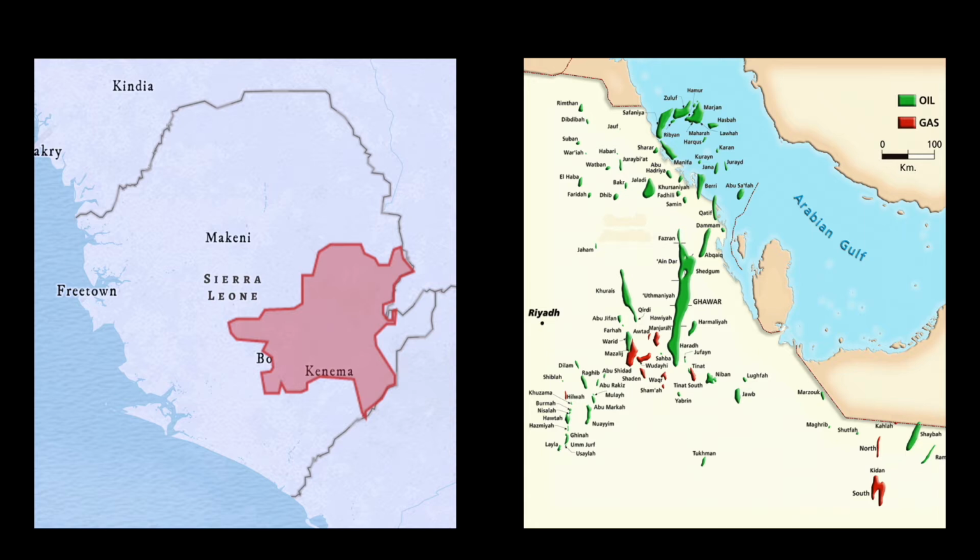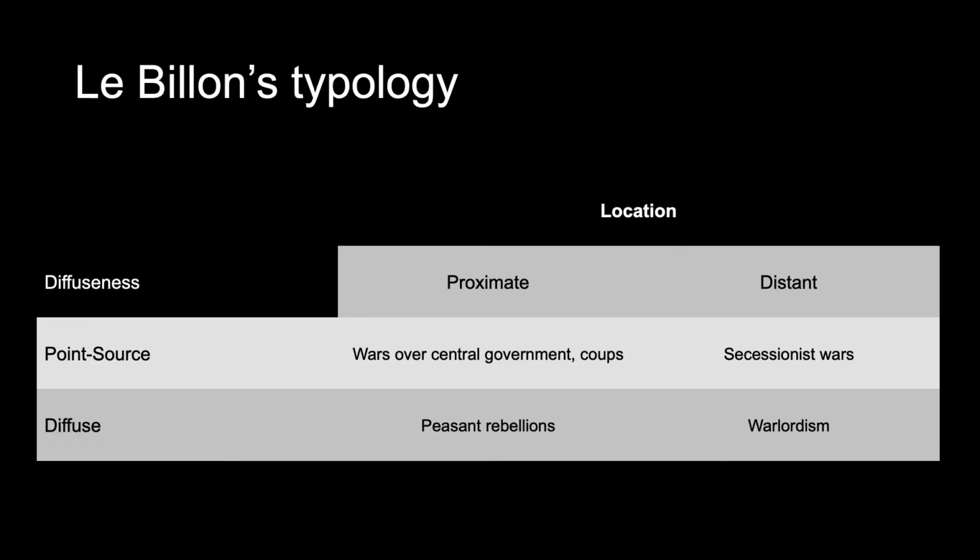So those are an example of a distant resource. In contrast, much of Saudi Arabia's vast oil reserves are pumped comparatively close to the capital, Riyadh. They are a proximate resource. The second dimension is already familiar to you, point source versus diffuse, so we won't belabor it here. According to Le Bihan, each combination of point source versus diffuseness and proximate versus distant is associated with a different type of conflict.